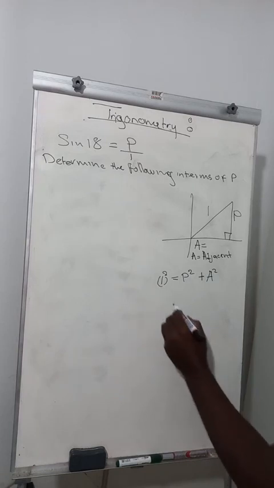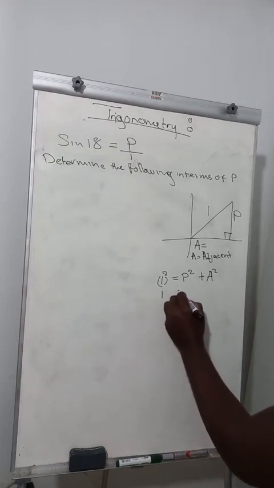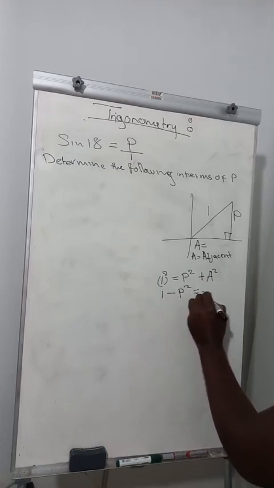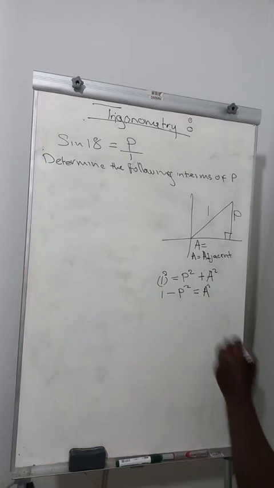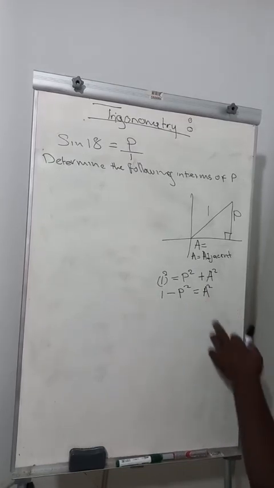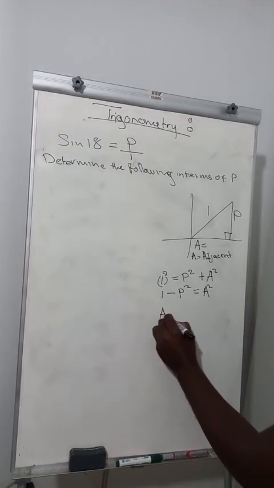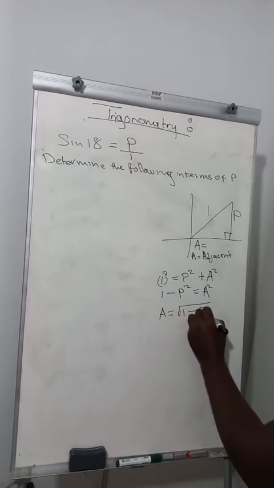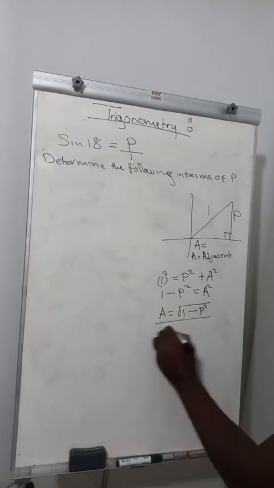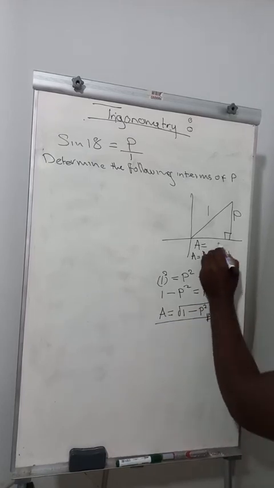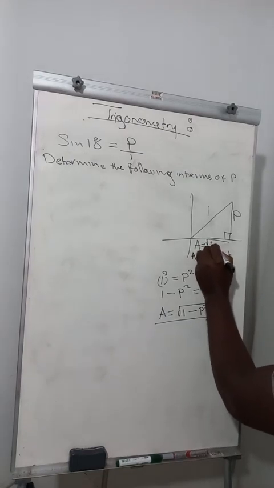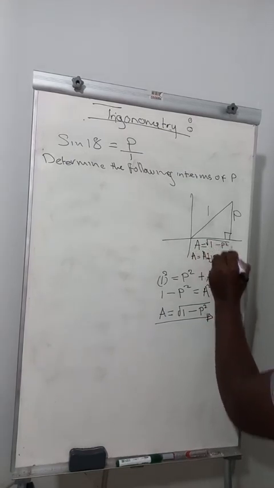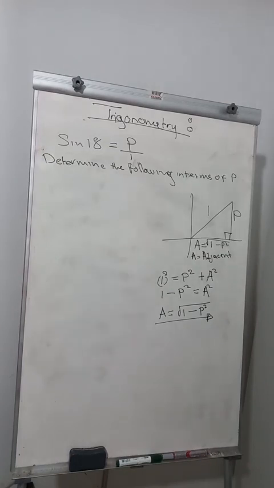So now you'd have 1 is equal to p squared plus a squared, so a squared is equal to 1 minus p squared. If I write this properly, I'll have a is equal to the square root of 1 minus p squared. So once you have this, just place it here. This will be 1 minus p squared.